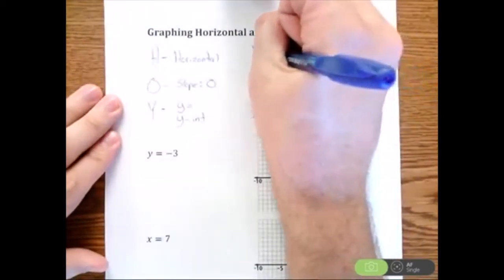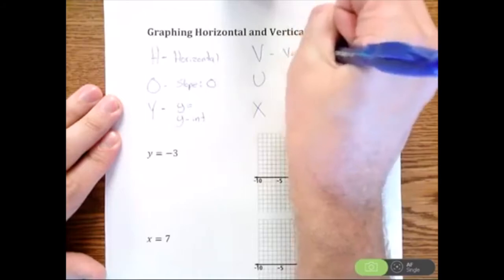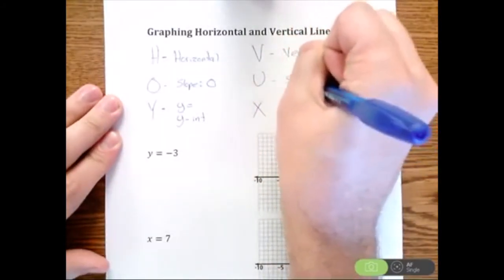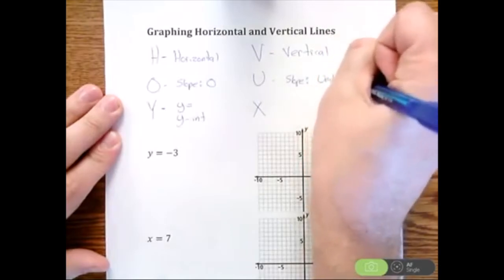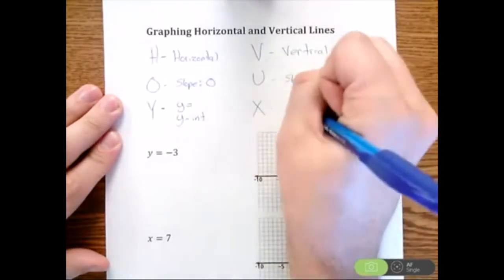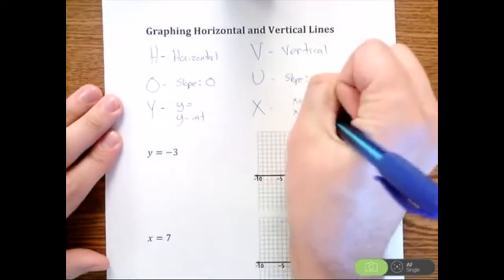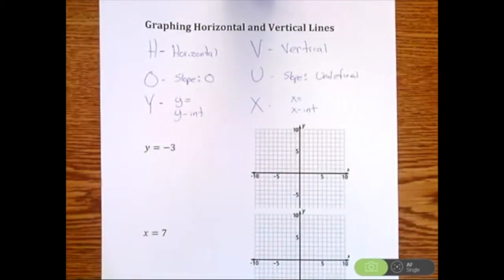For VUX, you could probably figure out some of these now. The V is for vertical lines. The U means the slope is undefined. And the X stands for an x equals equation. It's going to have an x-intercept. It's going to be on the x-axis. So using that, it's going to help us get through these two problems.